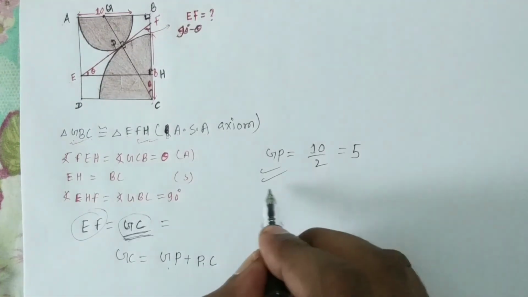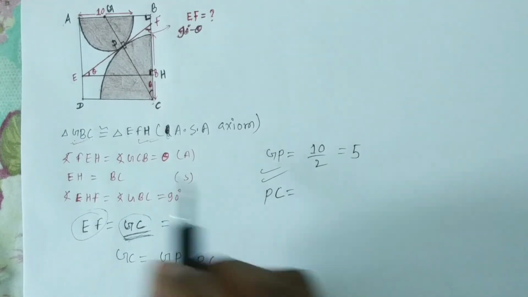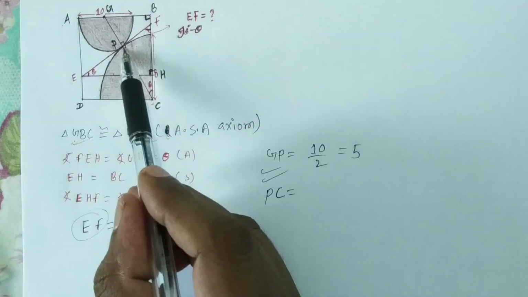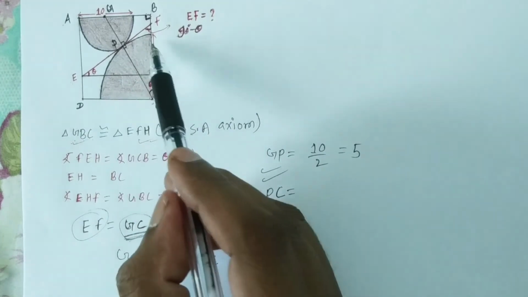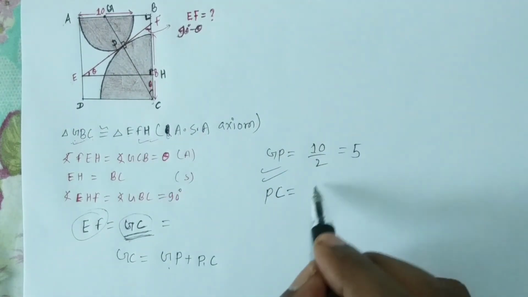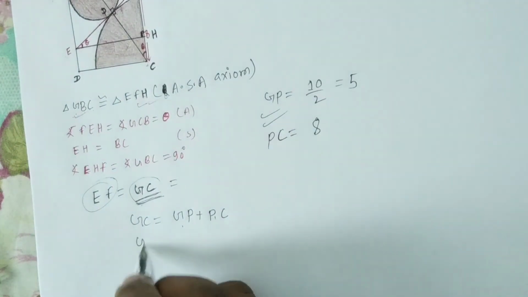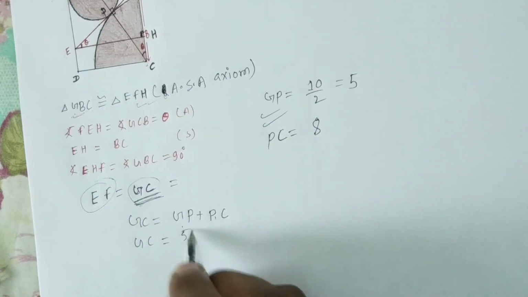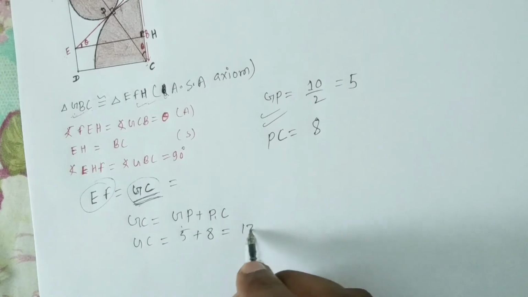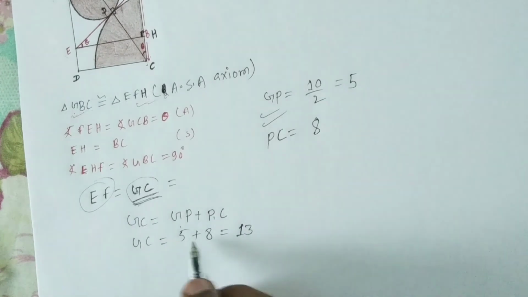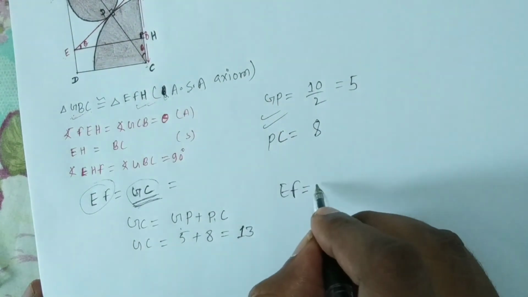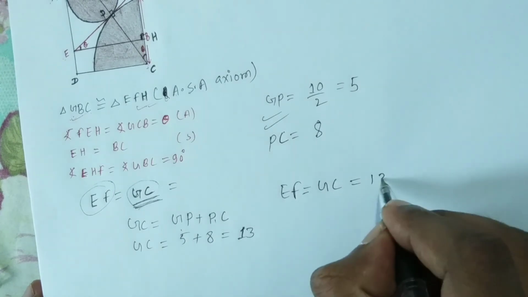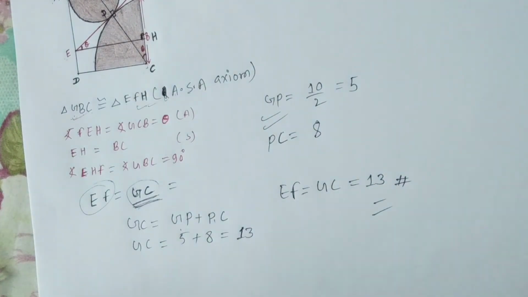And PC is the radius of this quarter circle, and the radius of this quarter circle is 8 here. So PC is 8. Now GC is equal to 5 plus 8, and 5 plus 8 is 13. So it means the lengths of EF and GC are both 13. So this is our final answer.